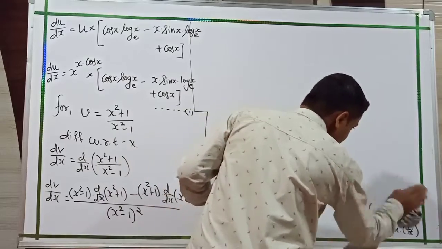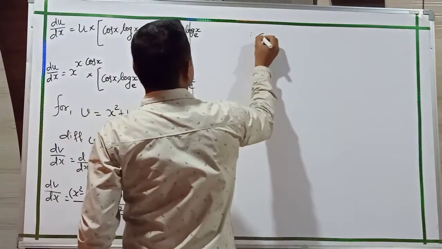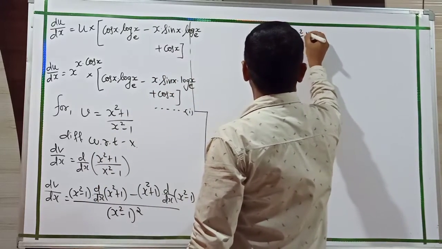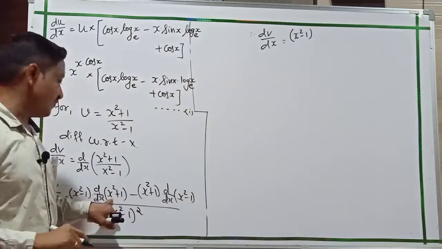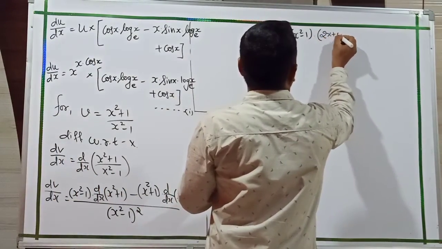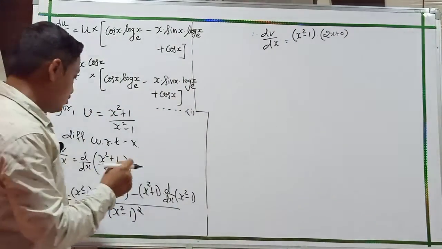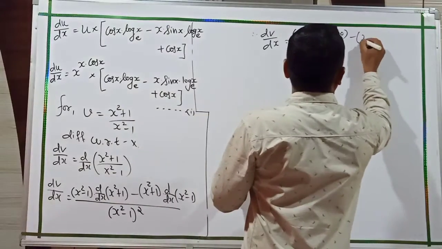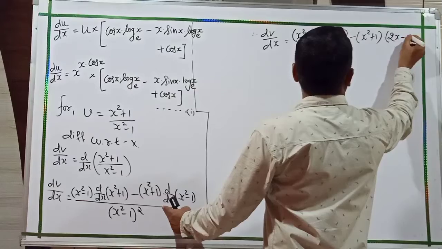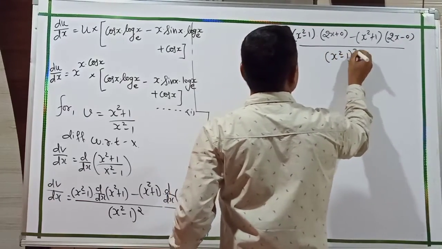It means you get the total dv by dx. What is the value? X square minus 1 same. Yes, what is the derivative of x square plus 1? 2x. The derivative of 1 is 0, and that is the first value. Now minus x square plus 1. Here the derivative, students, is 2x. The derivative of 1 is 0, upon. Here nothing to do, as it is.